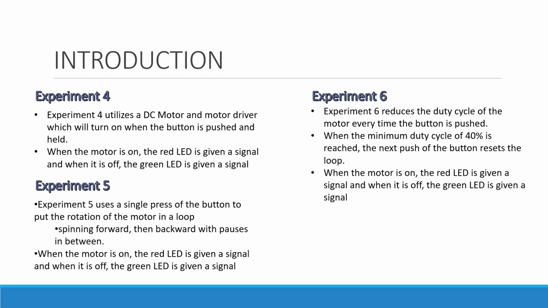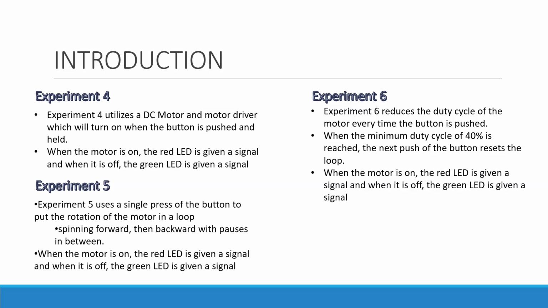Next experiments utilize a motor and a motor driver. When the motor is going, the red LED will be on, and when the motor is off, the green LED will be on. Experiment 4 makes the motor turn on when the button is in an active state. Experiment 5 creates a loop which makes the motor spin forward, then it switches to reverse.